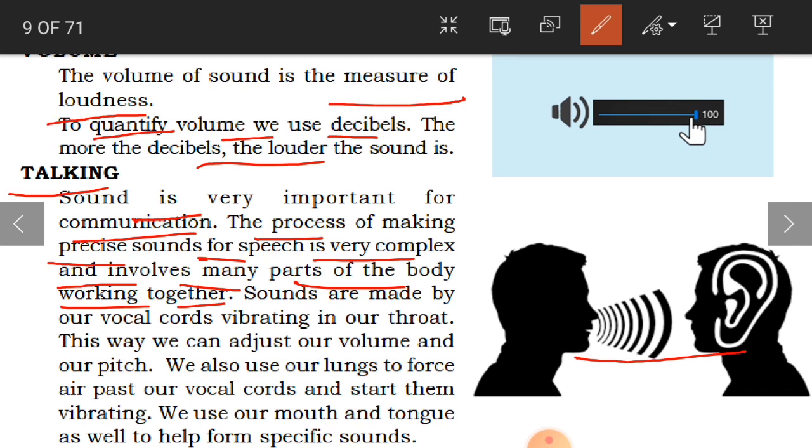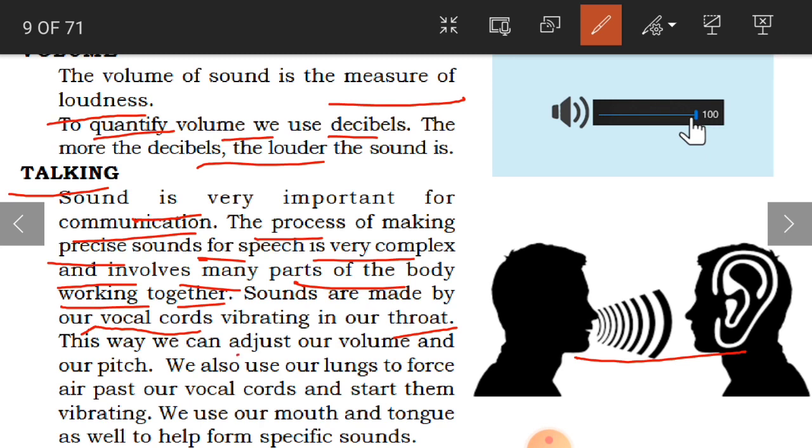Why do many parts work together? Because sounds are made by our vocal cords. Sounds are produced through our vocal cords, which vibrate in our throat. When you talk, children, hold your hand on your throat and try to talk. You will see the movement from the throat, even the lungs: from lungs, then throat, then jaws, then mouth, then tongue. All these body parts are involved in talking.